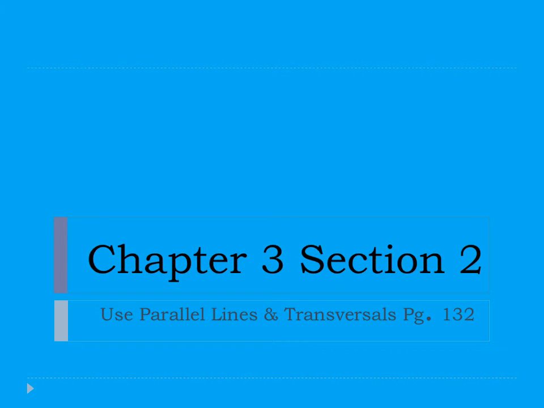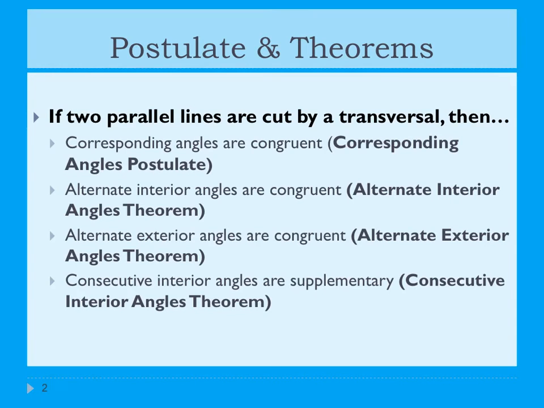Today we're going to cover section 2 of chapter 3, and in this lesson we're going to be using parallel lines and transversals. We're still going to talk about those same 4 special angle pairs, but this time they're going to be in reference where our 2 lines that the transversal intersects will be parallel. So here are 3 theorems and a postulate that refer to those angles.